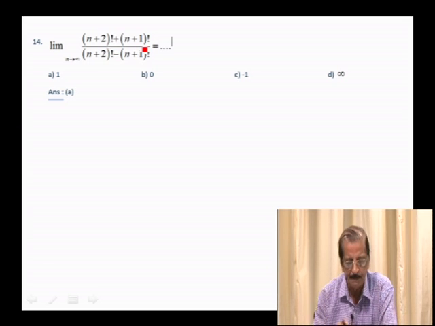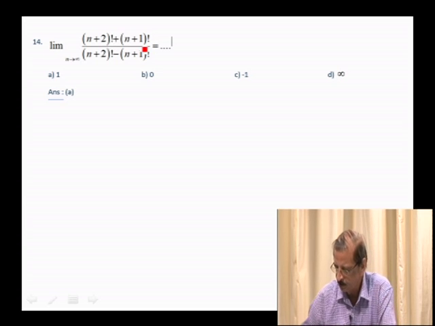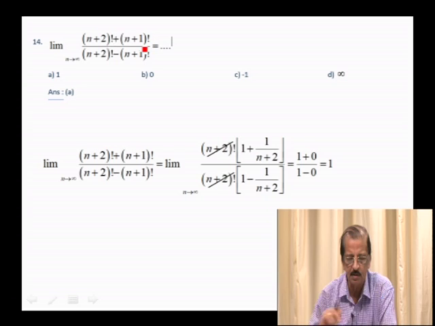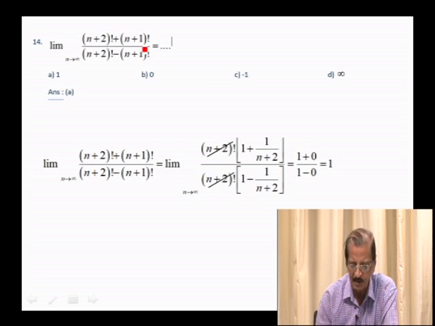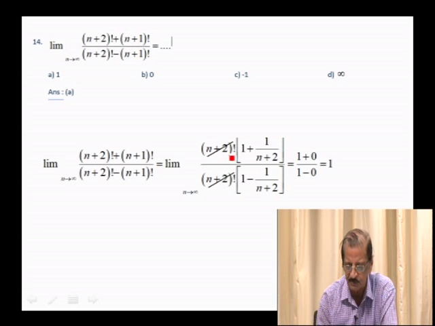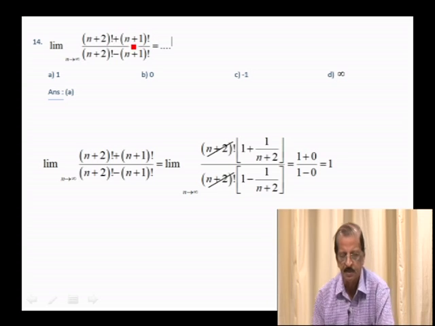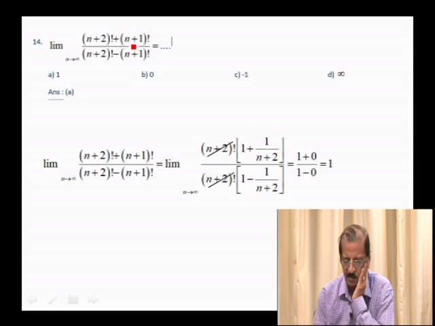n plus 2 factorial I take outside. If I write n plus 2 factorial outside, 1 over n plus 2 comes, because if you multiply n plus 2 factorial by 1 over n plus 2, you get n plus 1 factorial. So 4 factorial into 1 by 4 is 3 factorial, like that.